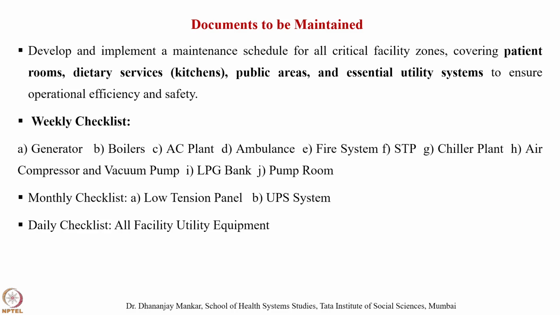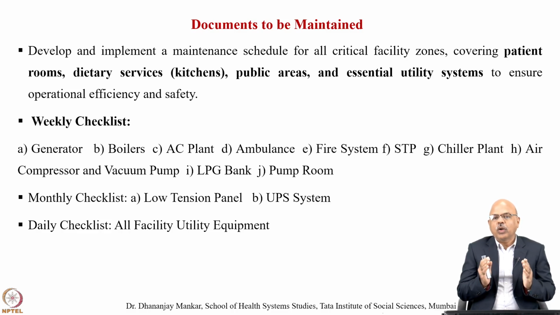Documents to be maintained. To develop and implement the maintenance schedule for all critical zoning, you need to ensure patient safety rooms, dietary services, public areas and essential utility rooms to ensure operational efficiency and safety. The checklist needs to have a generator, boilers, AC plant, ambulance, fire safety, STP, chiller plant, air compressor and vacuum pump, LPG bank and pump room checklist needs to be maintained, and the monthly checklist with respect to low tension panel, UPS system, and daily checklist of all facility units. So you can understand the importance of monthly, daily and weekly checklists over here.